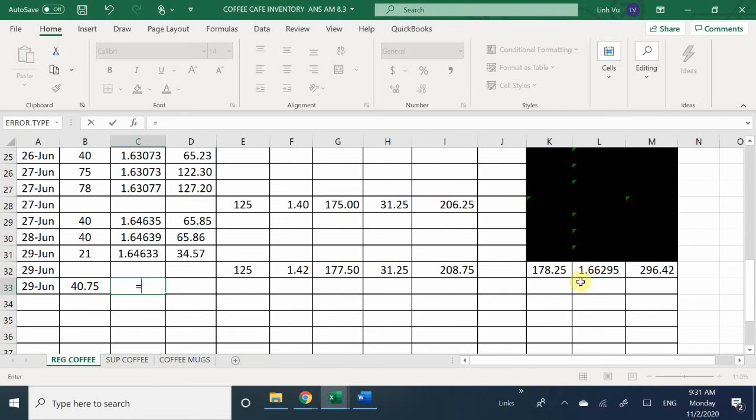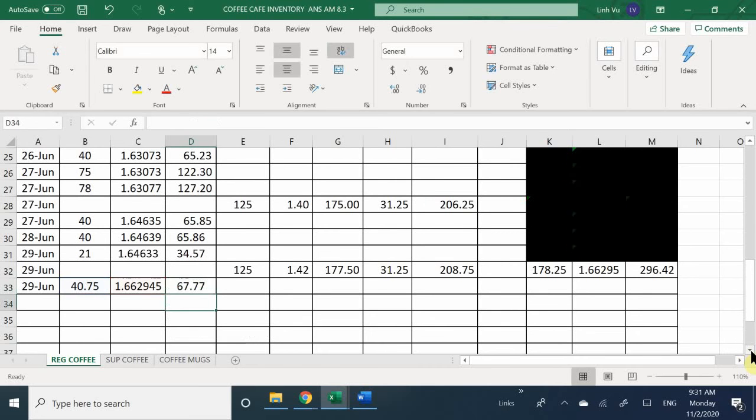Let's see, where am I at? Or cost per item, sorry. $1.66 and $2.95. Good. And then let's see, 1.66, 2.95 times $67.76, or we'll go with that, or round up 67.77. Good. So let's go ahead and update our inventory.